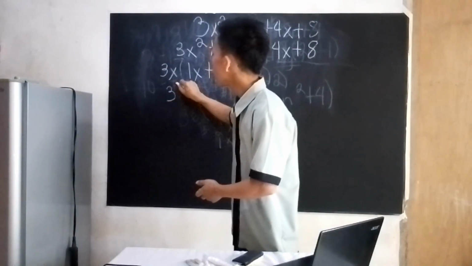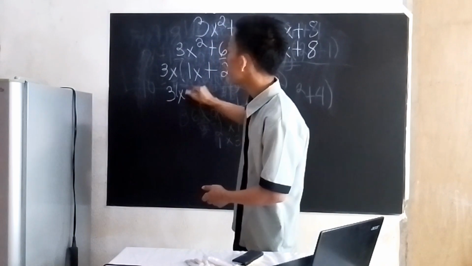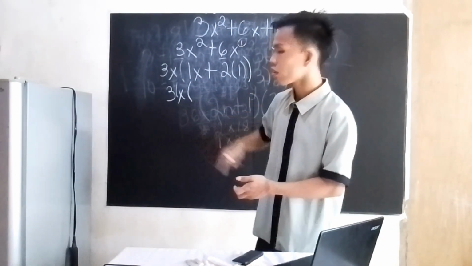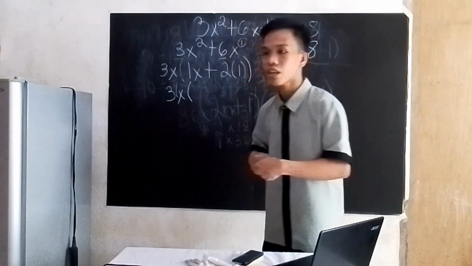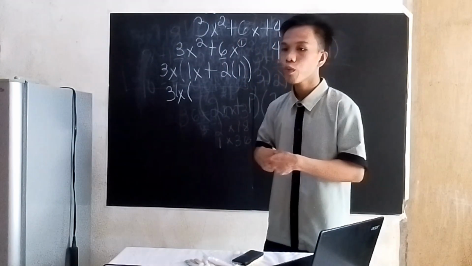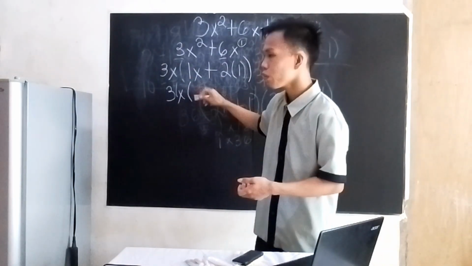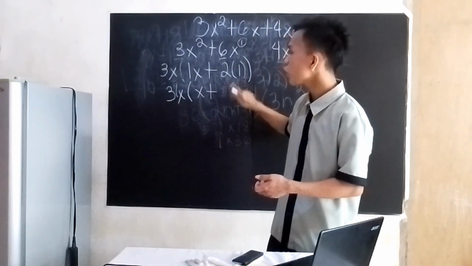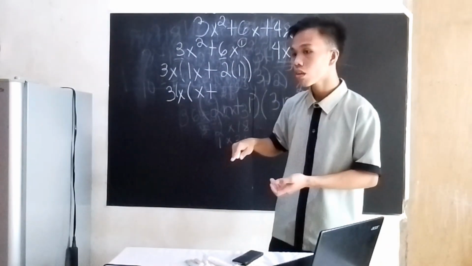So 3x multiplied by, what is 1 times x? Multiplication identity, any number multiplied by 1, the result is that number. So 1 times x is x. Plus, what is 2 times 1? Multiplication identity again. So 2 times 1 is 2.